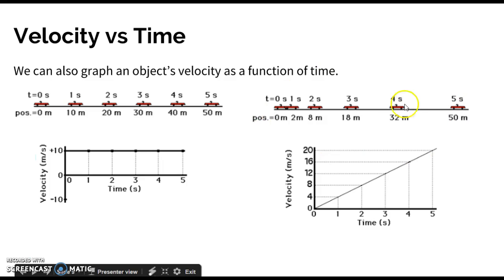Here also on the right we have a situation where the object's accelerating, but we can also graph its velocity versus time. So if we had an apparatus, or the car was looking at its speedometer and saw what its instantaneous velocity was at each of these times, we can actually tell from this graph what the instantaneous velocity was at each of these points. So at time equals 1 second, its velocity is 4 meters per second. At 2 seconds, it was 8 meters per second, and so on. And here we have a best fit line connecting all our data values.